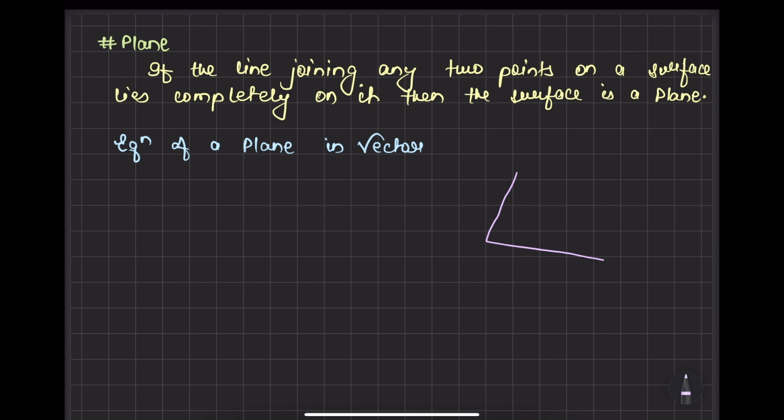Suppose this is your plane. Imagine this is your plane, and you know this point. This point A is known. You have to write down the equation of a plane passing through the point A.